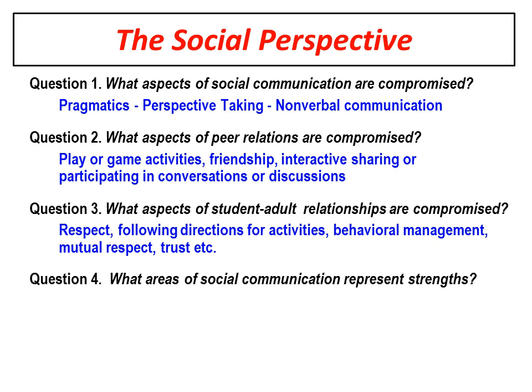Social perspective. What aspects of social communication are compromised? Pragmatics, perspective taking, nonverbal communication. What aspects of interpersonal peer relations are compromised? Friendship, interaction, sharing, participating in conversations and discussions, all that socialization is critical. What aspects of student and adult relationships are compromised? Respect, following directions, managing behavior, etc. And lastly, what areas of social communication represent strengths that are good for him?